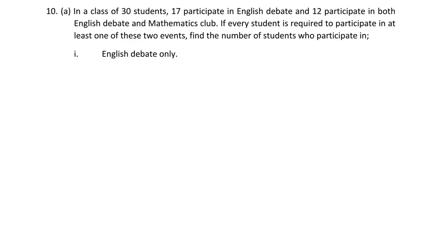Okay, so now let us extract the information which we have been given from the question. Students who participate in both English debate and mathematics club are 12. Then to get the number of students who participate in English debate only, we are going to take the number of students who participate in English minus the number of students who participate in both English debate and mathematics. So we are going to take 17 minus 12, which after solving gives 5. And that is going to be our answer.